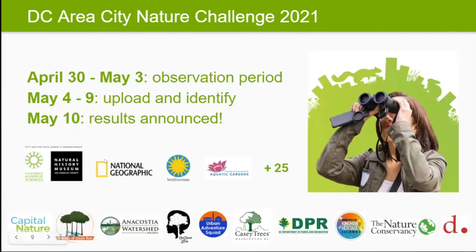Okay, so at the end of this month, starting on April 30th, which is a Friday, right after midnight, that's when the observation period starts. The observation period goes through that Friday, Saturday, Sunday, and ends just before midnight on Monday. That's the time during which we'll be going out and making both visual and sound observations of species that we find both in wild areas and also just in our own neighborhoods and backyards. And then the identification period is May 4th through 9th. And then on May 10th, results will be announced and we're going to have a celebration.